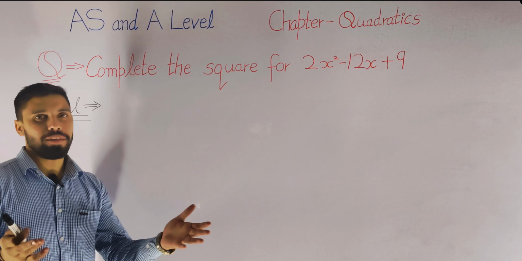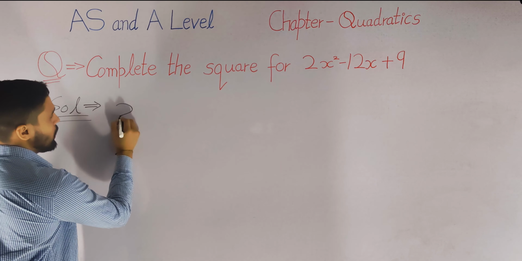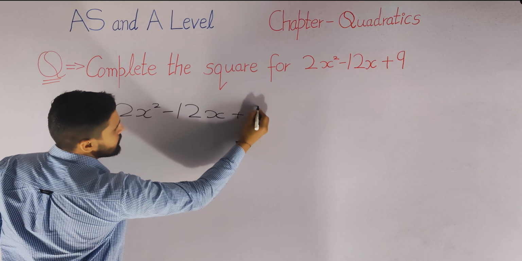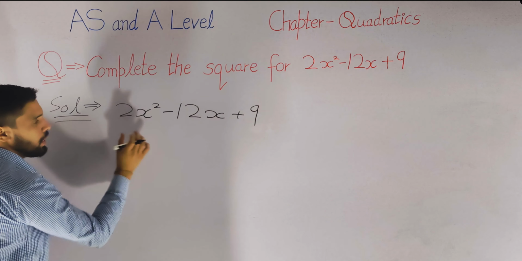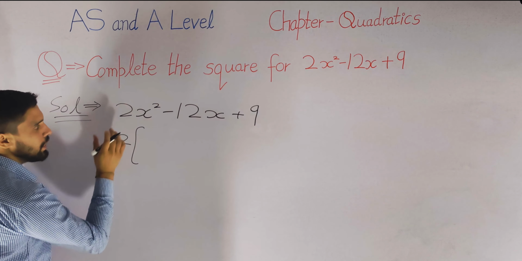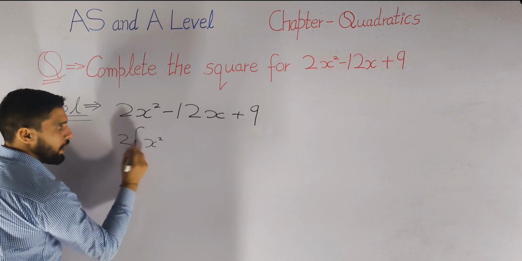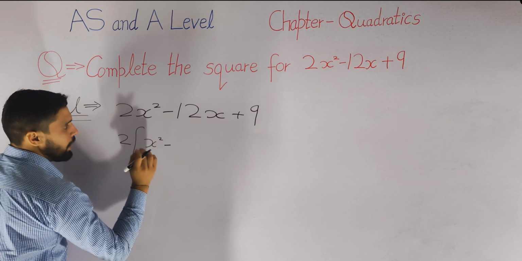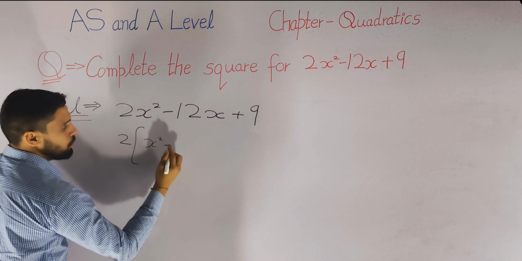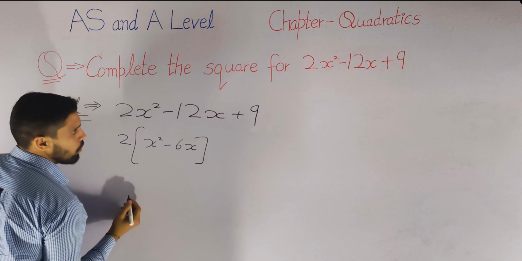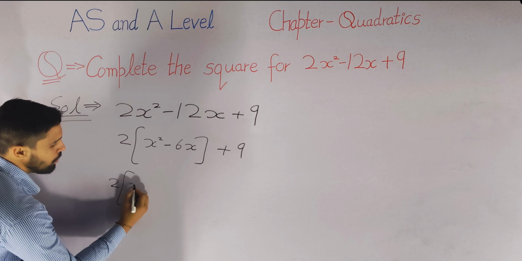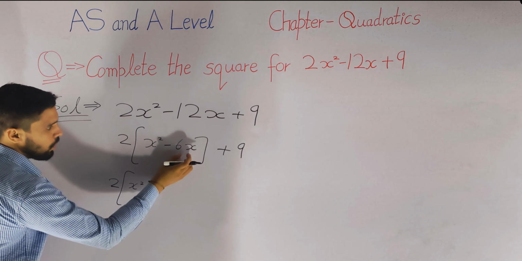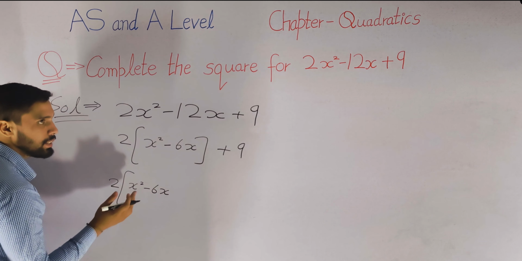Here we have the question: complete the square for 2x square minus 12x plus 9. To solve this, firstly we will write the question as it is. To solve this expression, we will take 2 common from the first two terms. We will take 2 common because we need the coefficient of x square as 1. That's why we took 2 common. If we take 2 common from 12x, we will be left with 6x, and we will write 9 as it is. Now do the same that we have done before. We will take half of 6, the coefficient of x, and here half of 6 is 3.